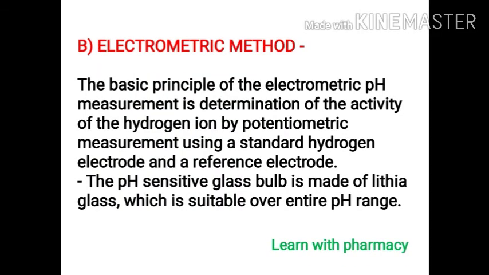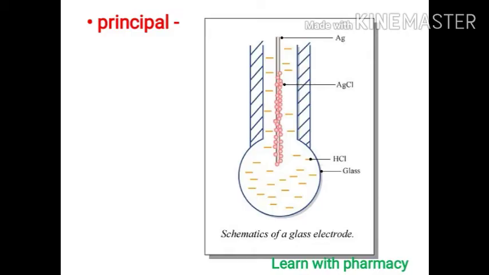Second method is electrometric method. The basic principle of the electrometric pH measurement is determination of the activity of the hydrogen ion by potentiometric measurement using a standard hydrogen electrode and a reference electrode. In this method, the pH-sensitive glass bulb is made of lithium glass, which is suitable over entire pH range. Principle is as shown in figure.